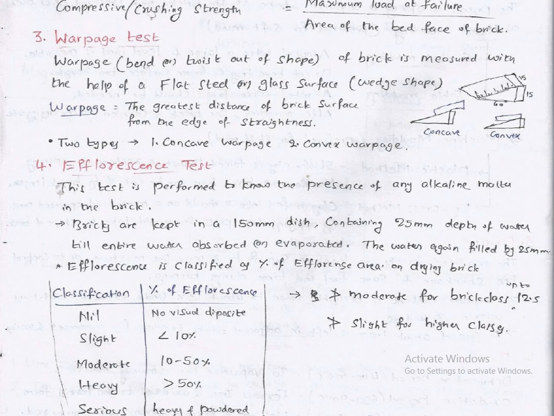It is not greater than moderate for brick class up to 12.5, and not greater than slight for higher class. Classification: nil, no visible deposit; slight, less than 10%; moderate, 10 to 50%; heavy, greater than 50%; serious, heavy and powdered.